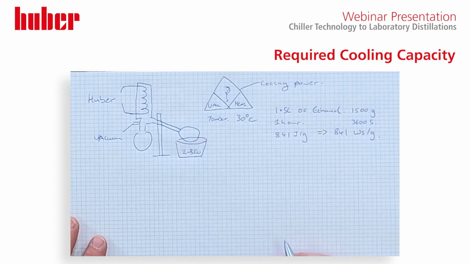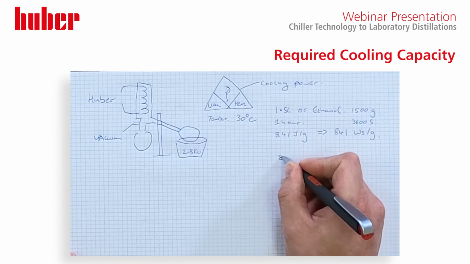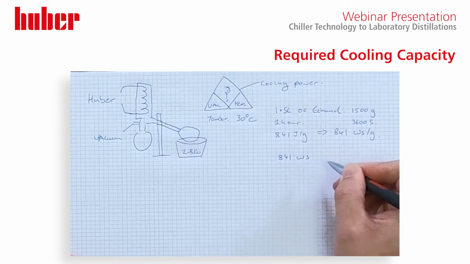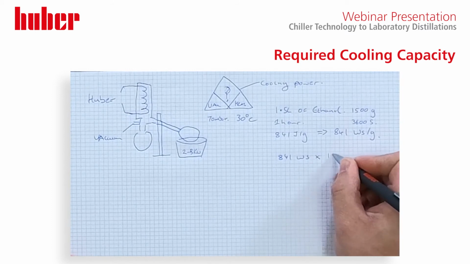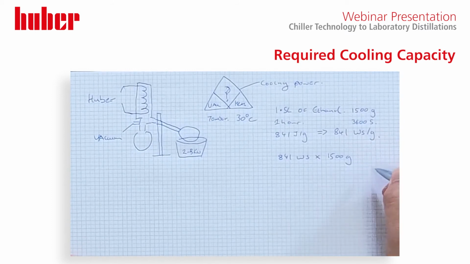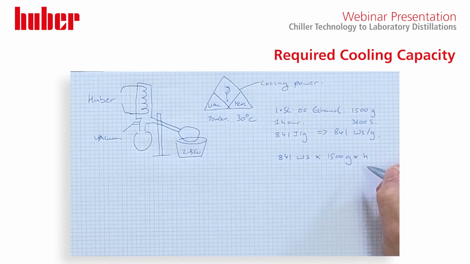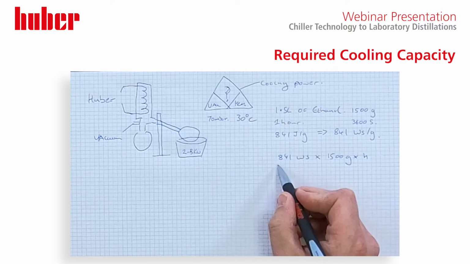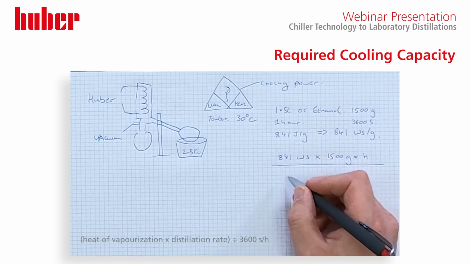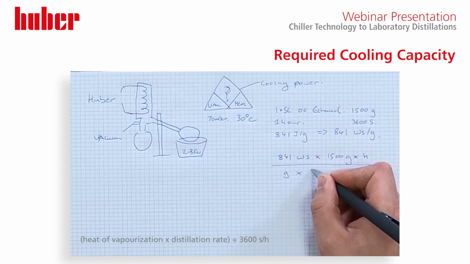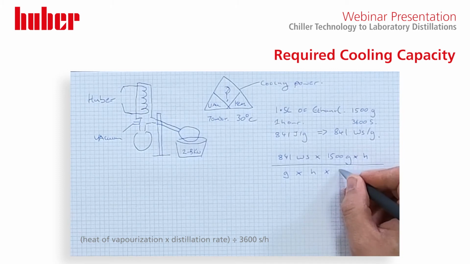So what do we need to look at? To calculate the required cooling capacity, we've got the heat of vaporization times the distillation rate divided by the time, basically. So in our case here, we've got 841 watt seconds per gram, multiplied by 1,500 grams, times the time. So in this case, we can put in the hour symbol here because we can easily remove that in a second. And that is over 1 hour, which is 3,600 seconds.